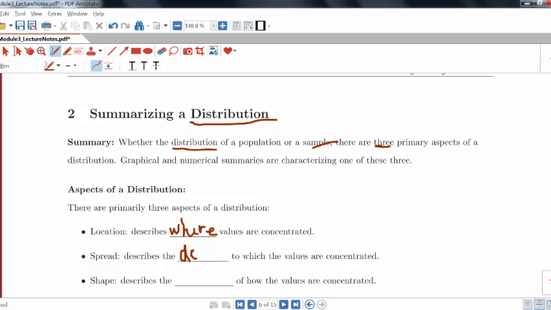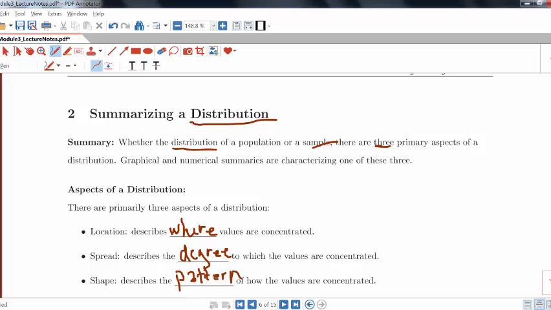The spread really talks about the degree to which the values are concentrated. So often we look at the spread about the mean, how much variance, how much spread, how much distance you have from the center. Is everybody, all your x's really clinging close to your mean? Are they well spread out? The shape is, I would just say the shape is the shape. In his notes, he says that the shape describes the pattern of the values.